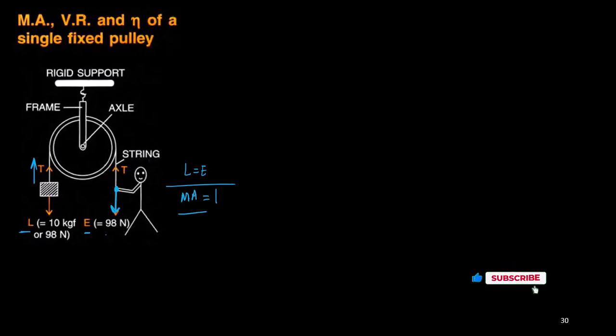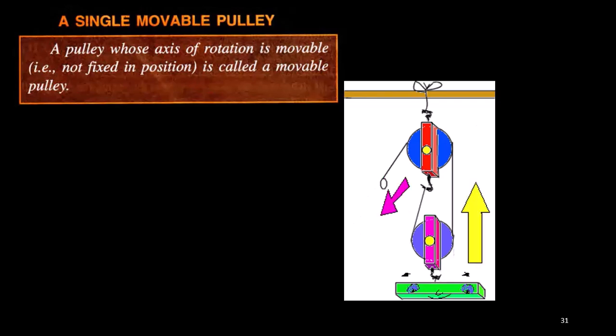Mechanical advantage is always equal to 1. It is not going to change. So mechanical advantage is always equal to 1, L equals E, for a single fixed pulley. Got it?